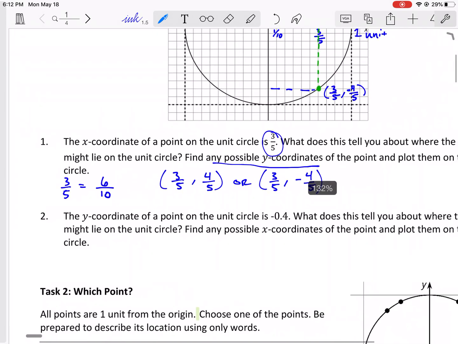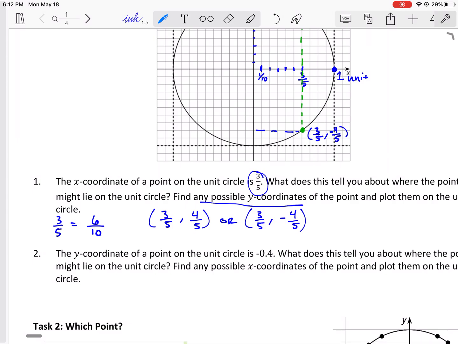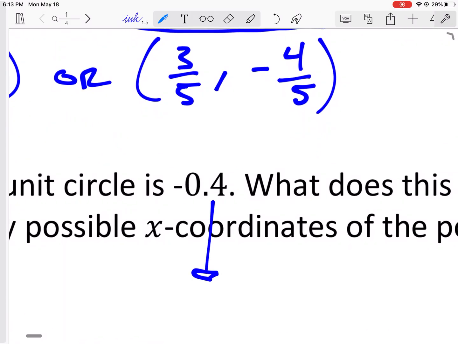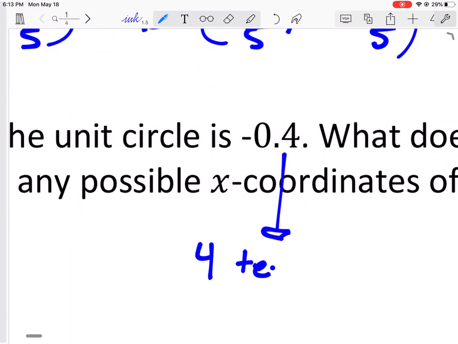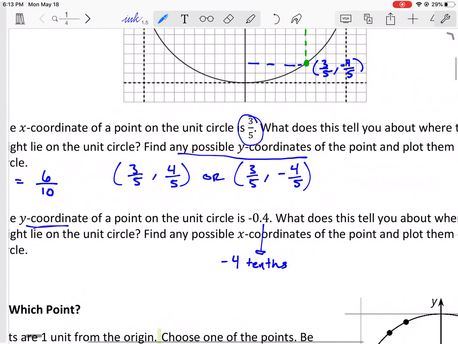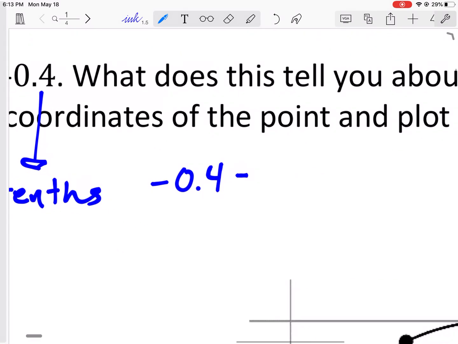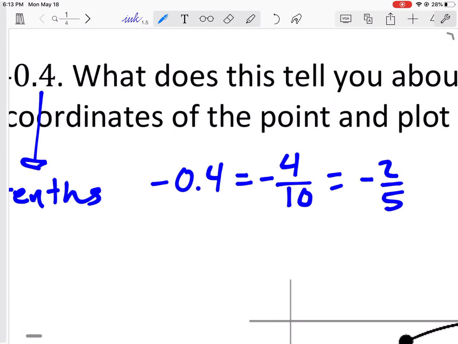All right, similar idea. For number 2, they tell us the y-coordinate. So they're giving us a y-coordinate this time. Is a point on the unit circle at negative 0.4, or really this is 4/10. Negative 4/10. So if you were to write negative 0.4, negative 4/10 as a fraction, that's negative 4/10, which you could simplify to negative 2/5 if you really wanted.